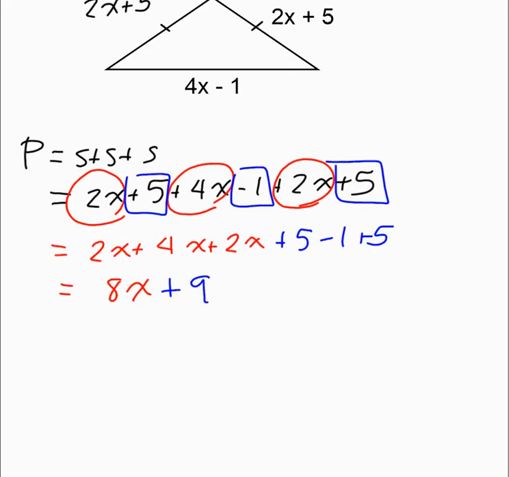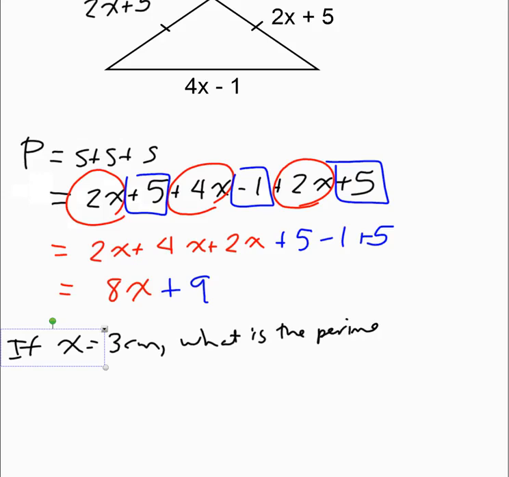If it said, if x equals 3 centimeters, what is the perimeter? You would then do 8 times 3 plus 9, and you would figure out the perimeter. And that's going to change based on what x is. So if they told you what x is, you could then substitute in and get the perimeter.